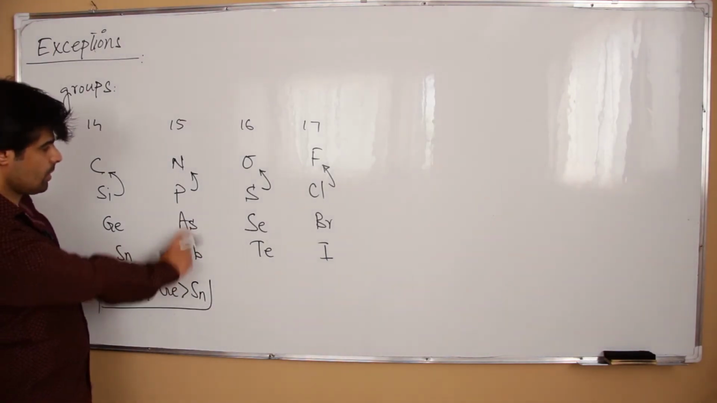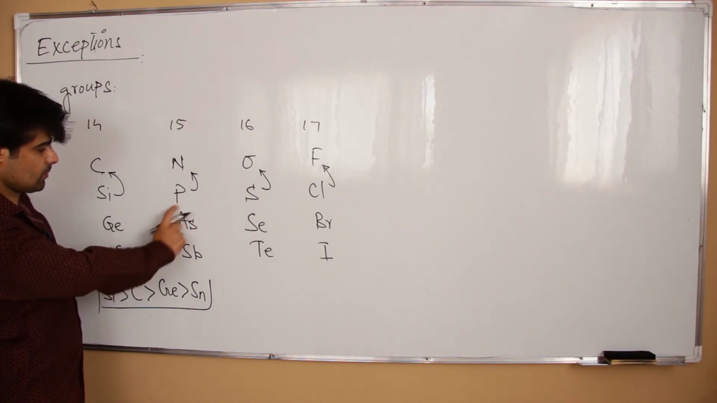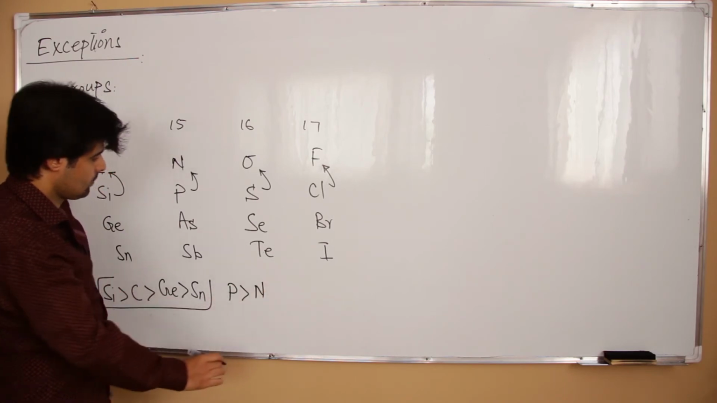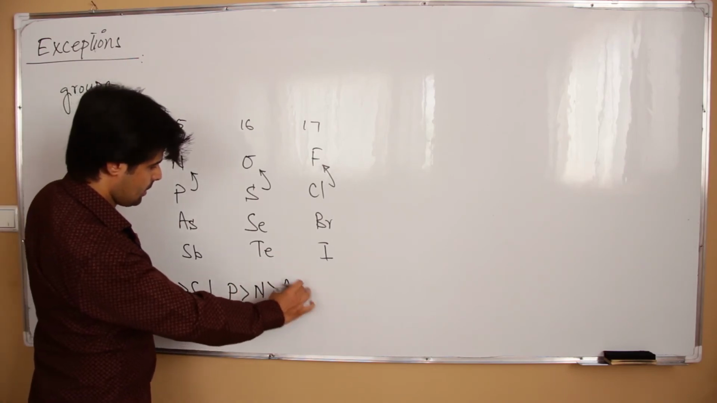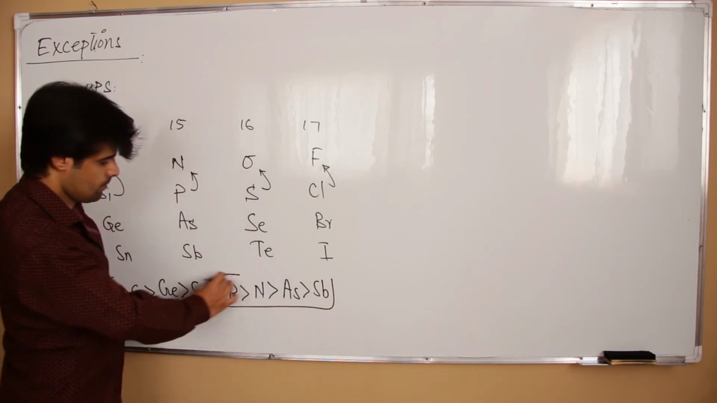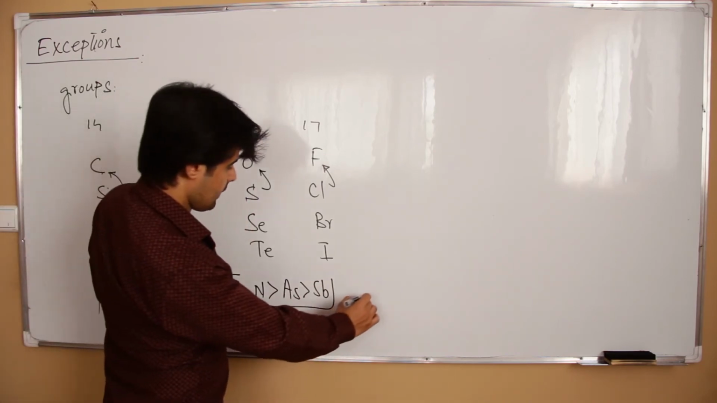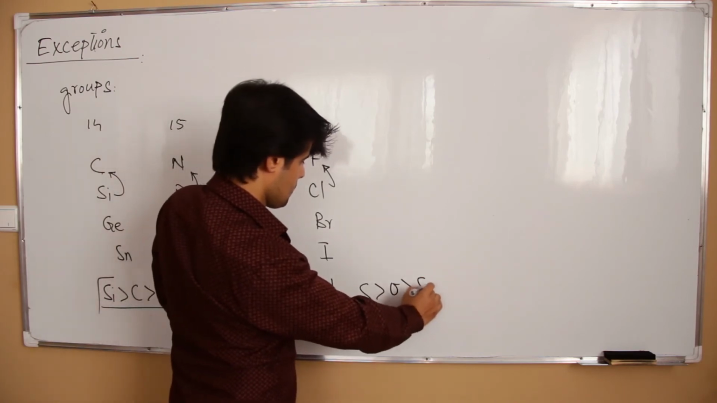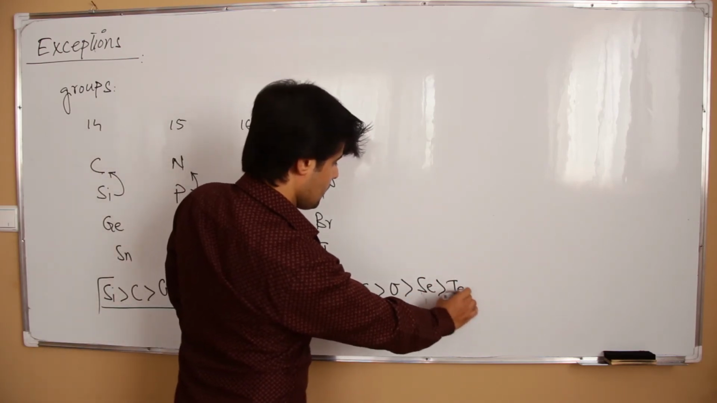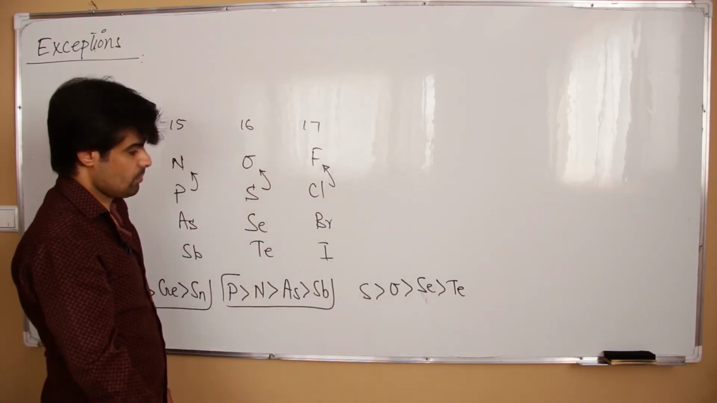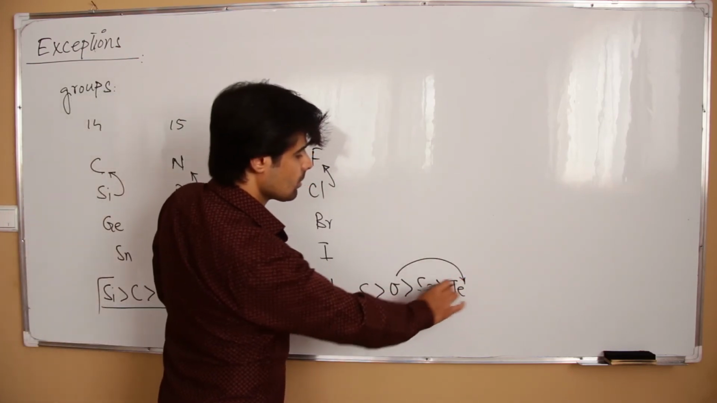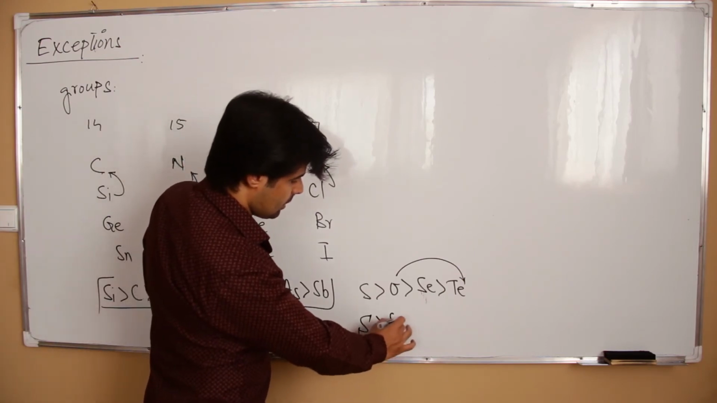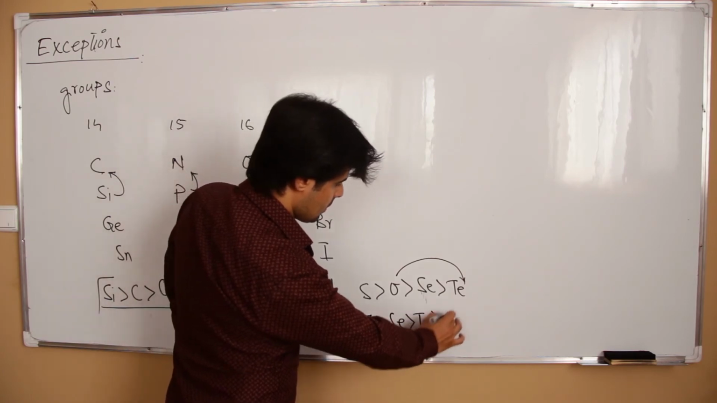In group 15, does nitrogen have more or phosphorus? No, phosphorus. So we can say phosphorus, nitrogen, then arsenic and Sb. In group 16, sulfur, oxygen, Se and Te, but there is a smaller change. Oxygen has the least one because of its property. So we can say sulfur, then Se, then Te, then oxygen.